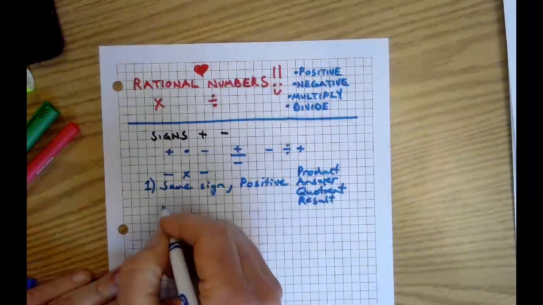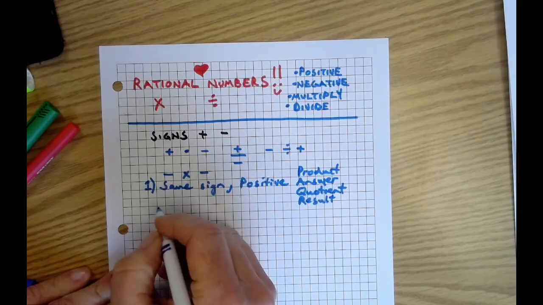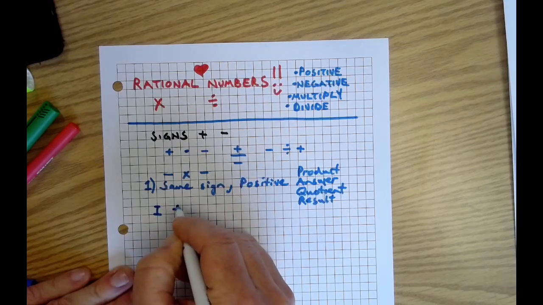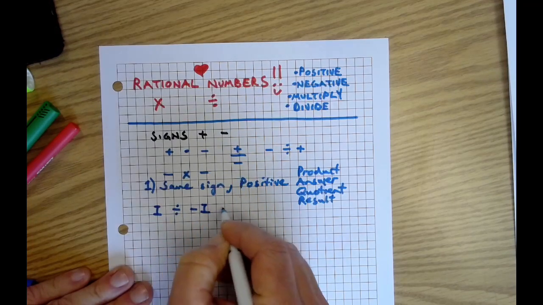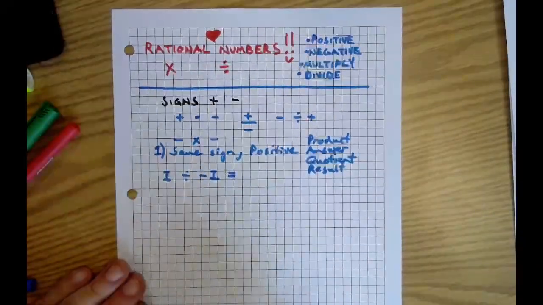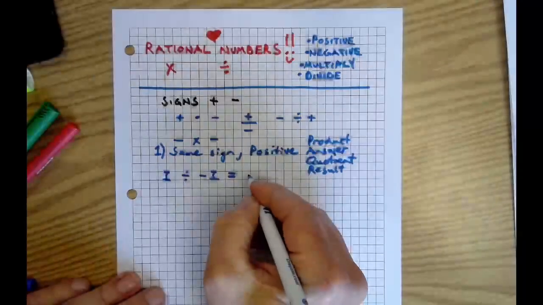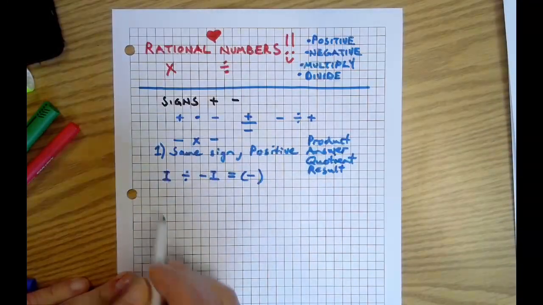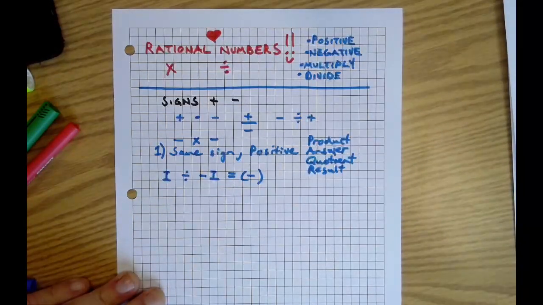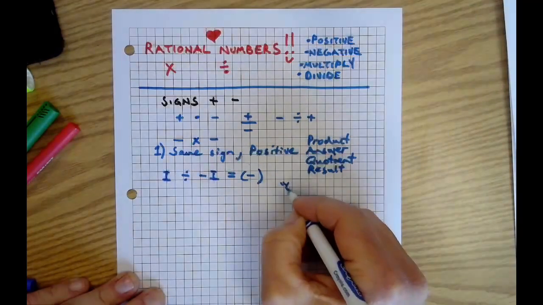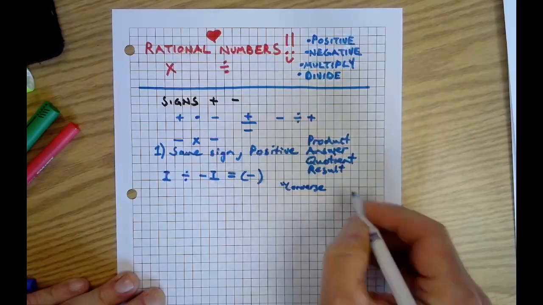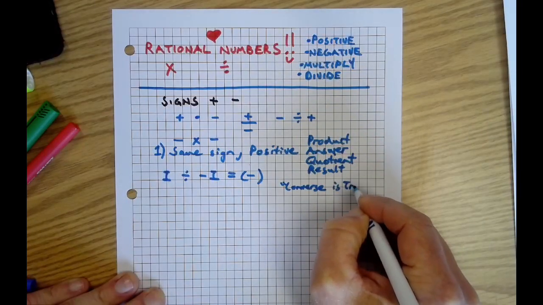Here's some examples. What if I have a positive integer divided by a negative integer? Is that answer going to be positive or negative? Right, negative. Why? Because they don't have the same sign, so they don't have a positive answer. That's called the converse is true. Not the shoes, but the opposite of the rule is also true. The converse.